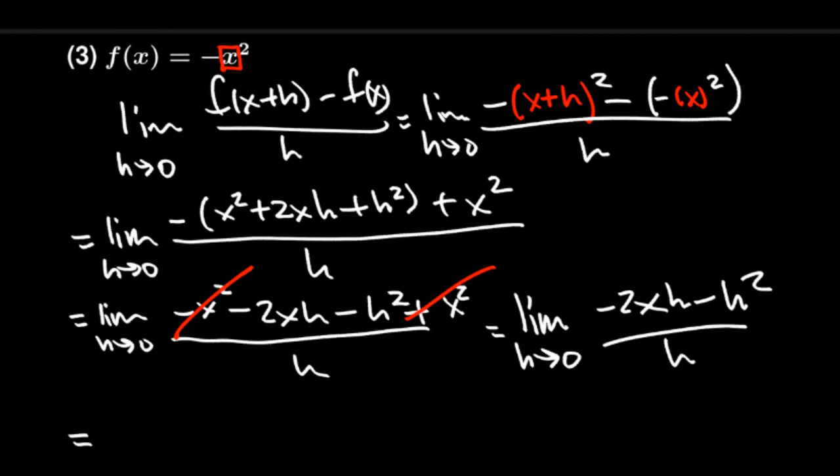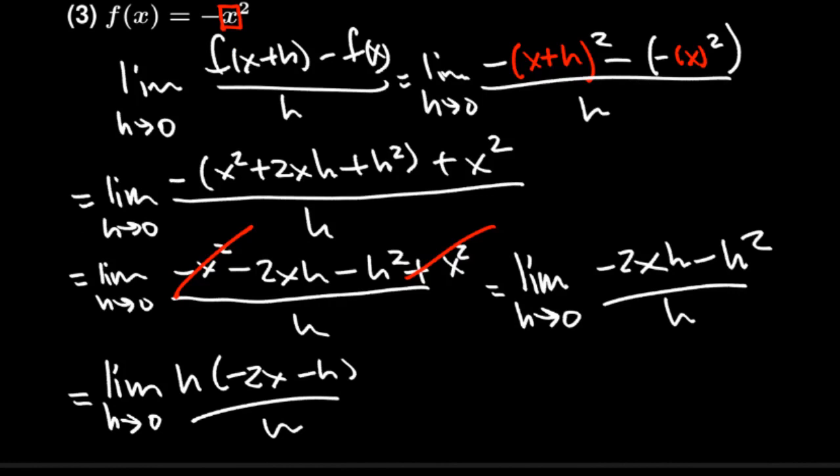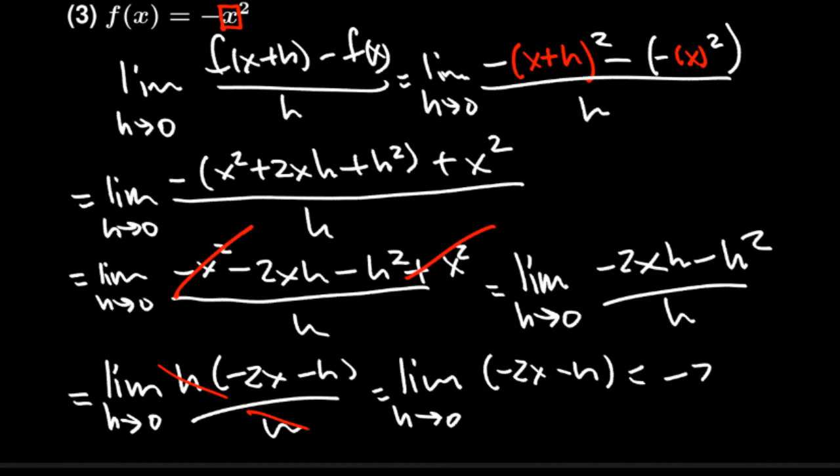Anyway, let's factor out an h, because they both have an h in common. And we get negative 2x minus h, all divided by h. You could factor out a negative h, but it's actually going to be useless in this case because you're going to put it right back there. Okay, so these h's will divide out. And we get the limit as h approaches 0 of negative 2x minus h, which equals, so when h goes to 0, we just get negative 2x.